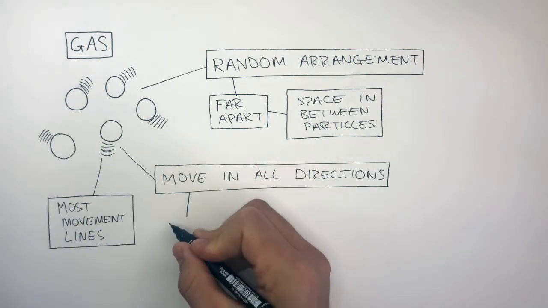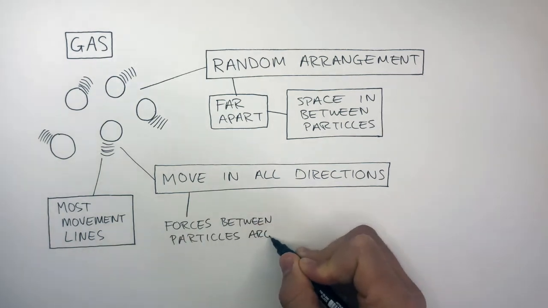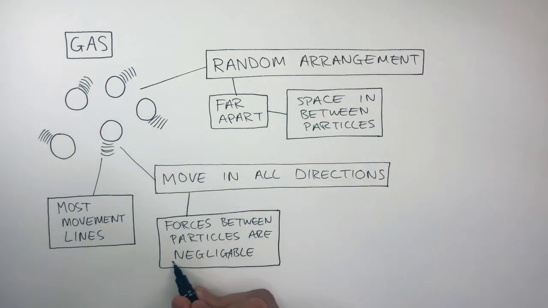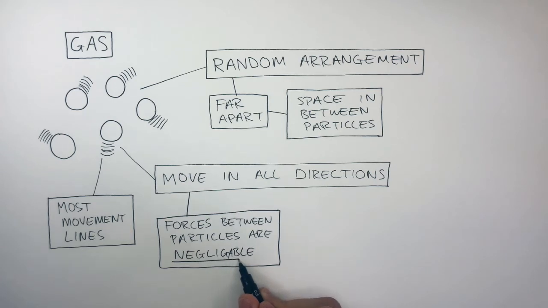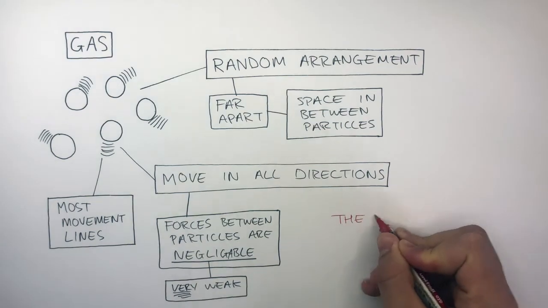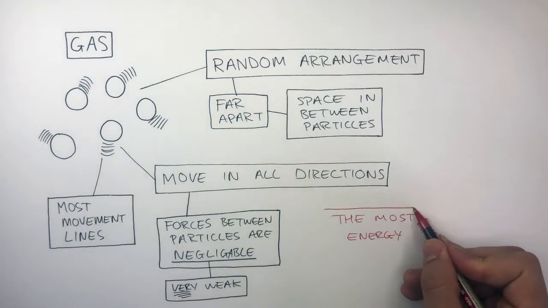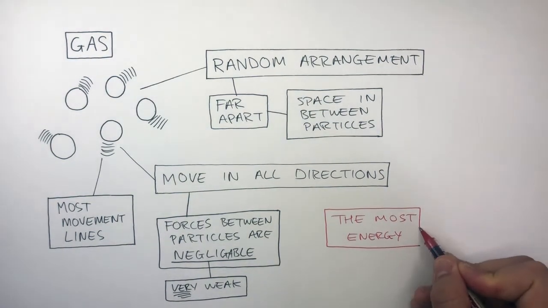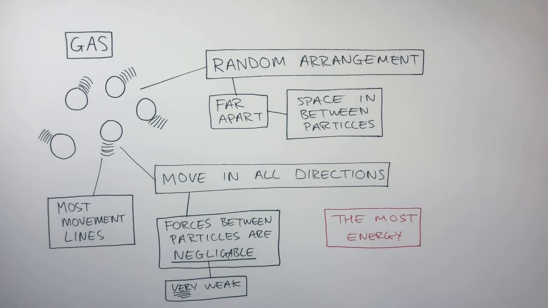In gases, we say the forces between the particles are negligible. Negligible is a word used to describe something that's very low or very insignificant, but there is a tiny amount there. So another way to describe the forces between the particles in gases is very weak. Gases have the most energy out of the three states of matter, which is why the forces between the particles are weakest, and which is why the particles move quickly in all directions.